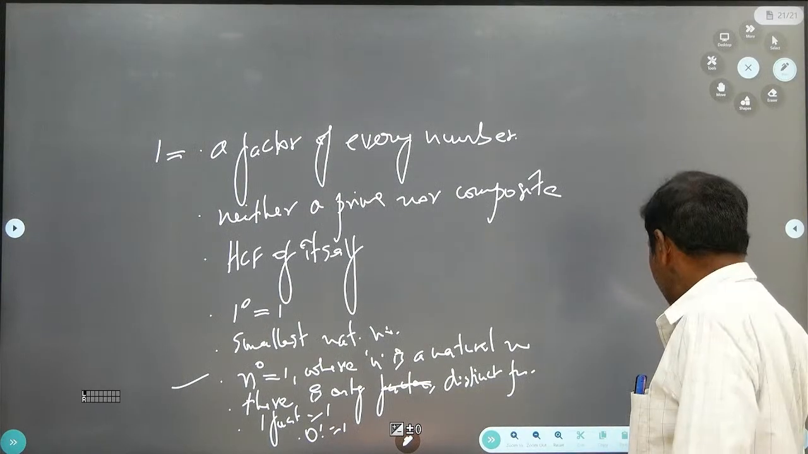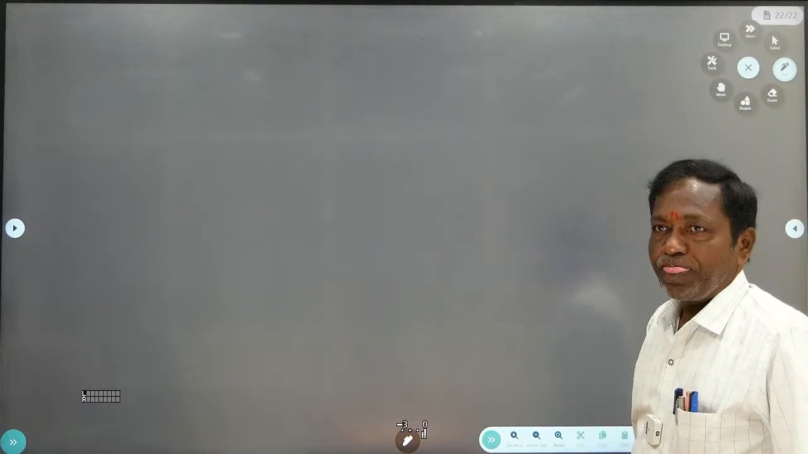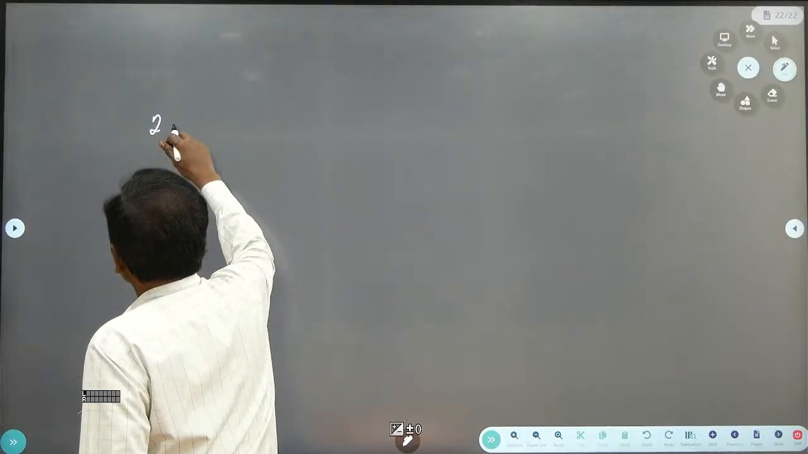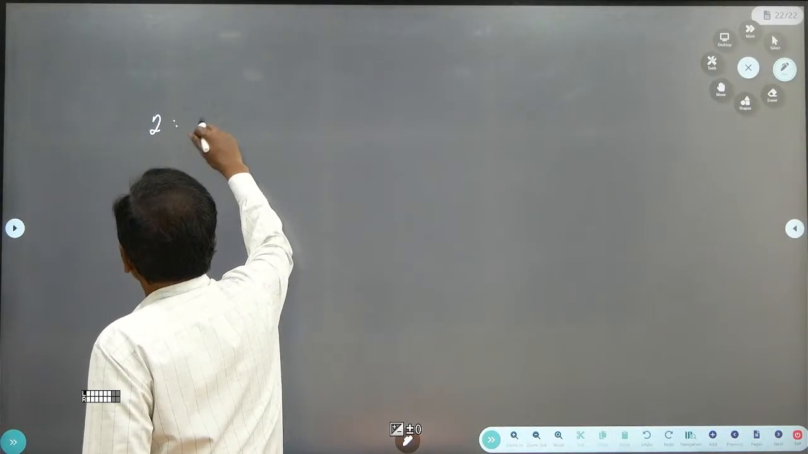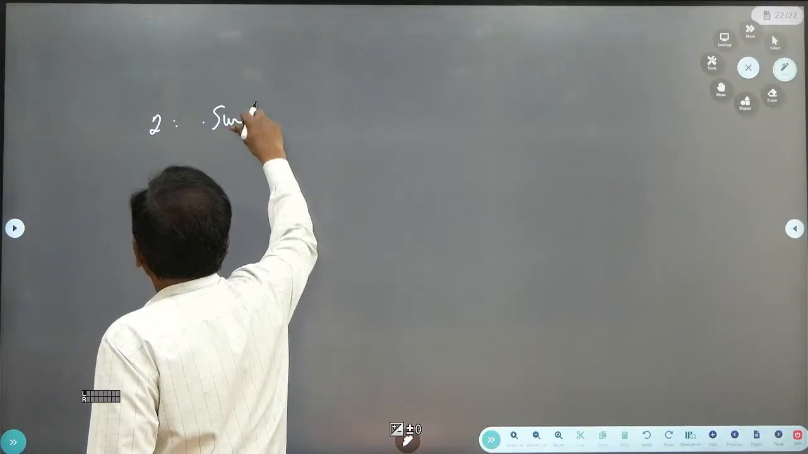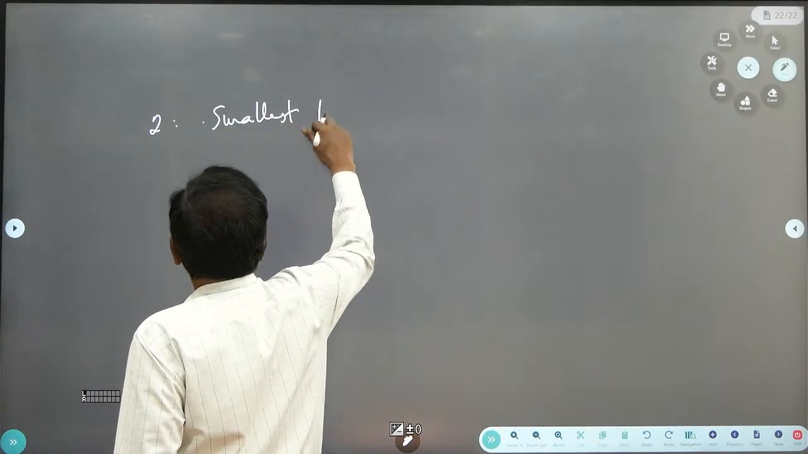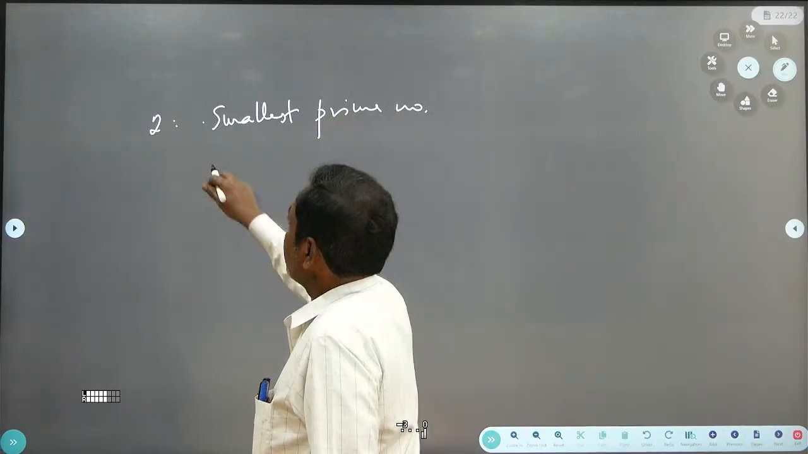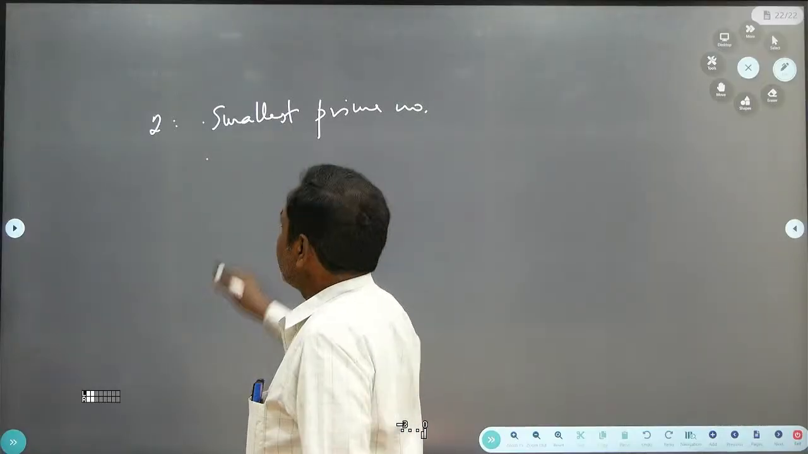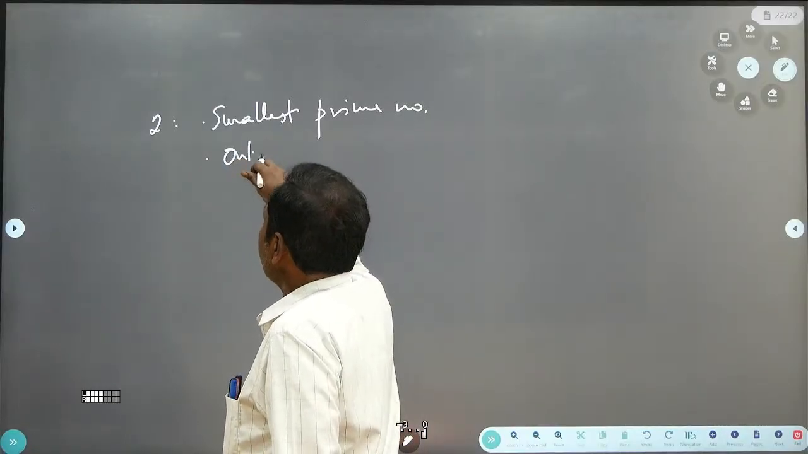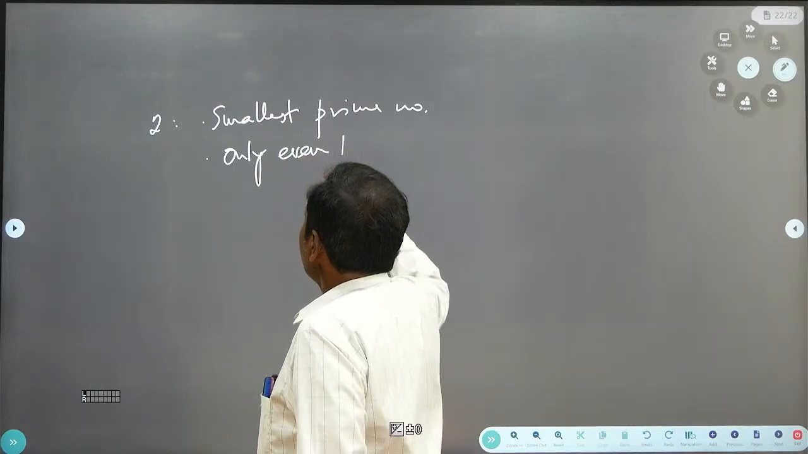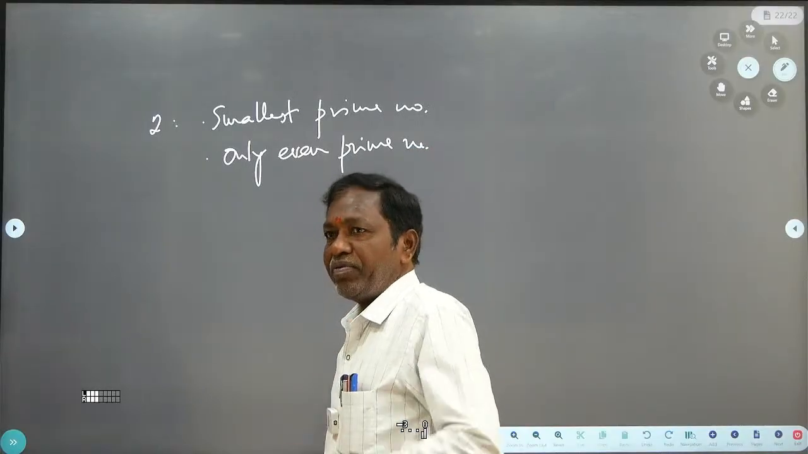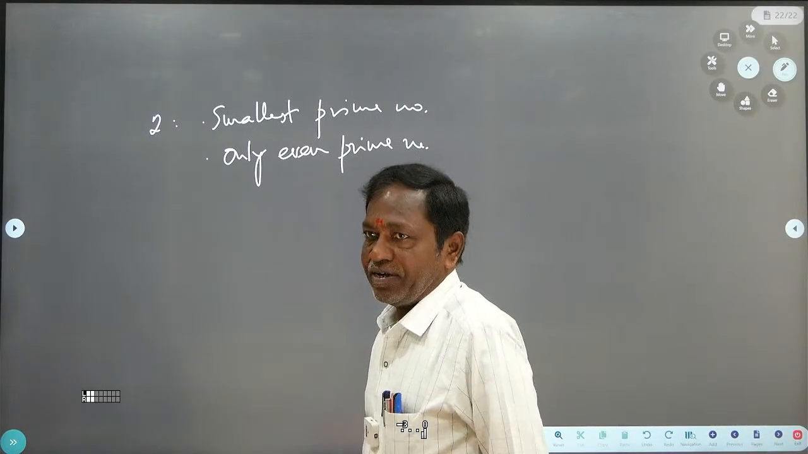That's the uniqueness of 1. Now the uniqueness of 2. What's the uniqueness of 2? Smallest prime number, and even prime number. Only even prime number. Smallest prime number.